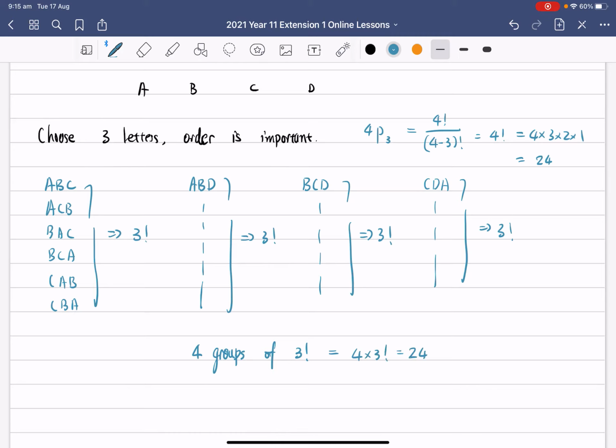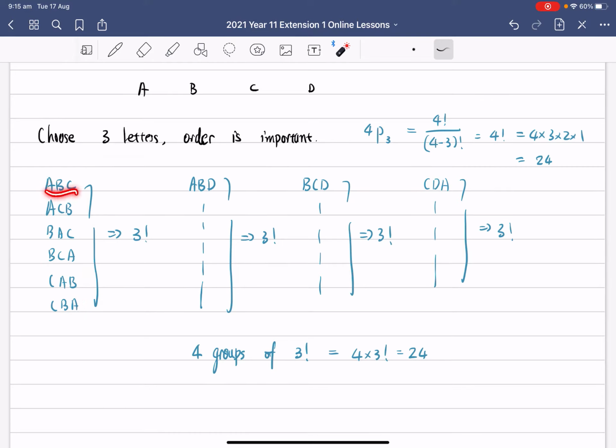Now, when we're dealing with the unordered selection, if the order is not important, what that means is ABC, BAC, all of these are considered to be one arrangement, or one combination. We're talking about a combination here. I just need that particular combination. The order is not important as long as you have A, B, and C, those 3 letters in that group, and then everything is fine.